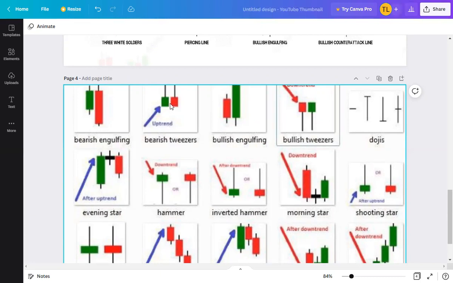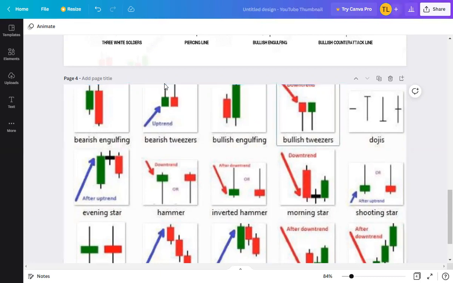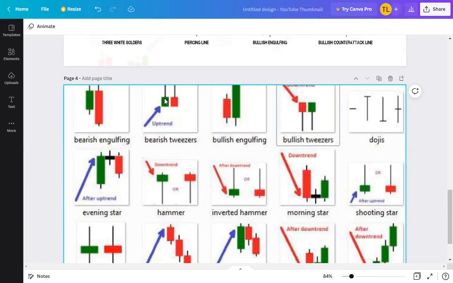You have the bearish tweezers. You see this one form here looking like a hammer, and the next one formed looking like a hammer. Together they look like tweezers, and it's proving an uptrend. So you want to see this at the end of a downtrend to prove an uptrending market. You have this bullish engulfing, you have the bullish tweezer, you have the dojis, you have the evening star, you have the hammers.